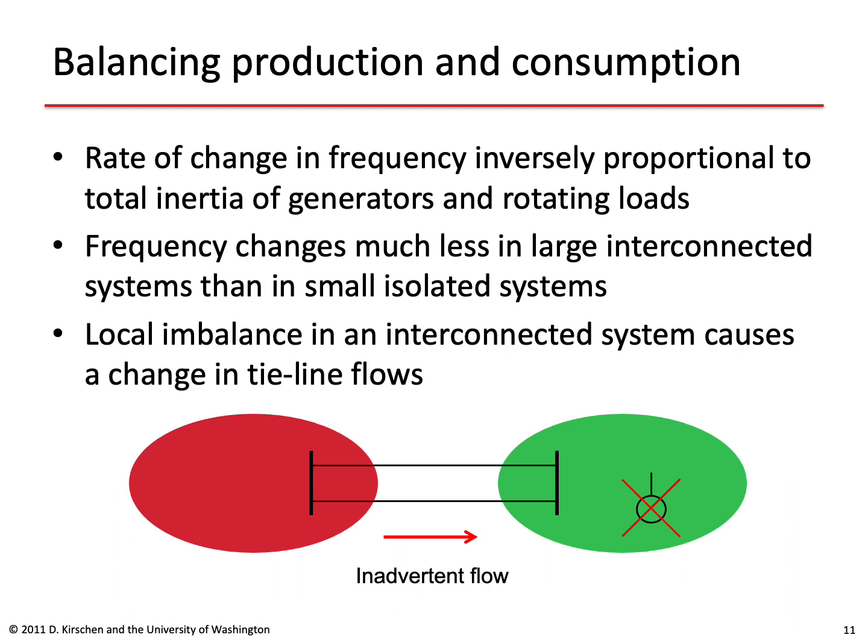On the other hand, local imbalances in an interconnected system are going to cause undesirable changes in the tie line flows. So for example, if a generator fails in the green area shown in this diagram, it will cause an increase in the flow from the red area to the green area. This inadvertent flow is considered totally undesirable and needs to be compensated.